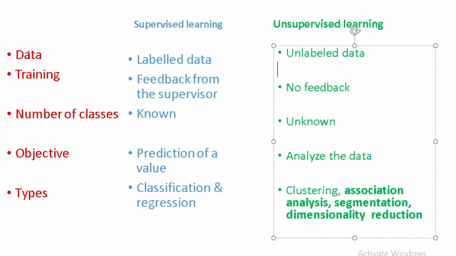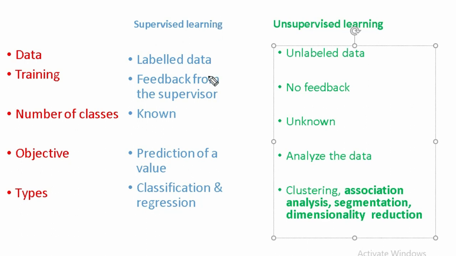So far in the previous videos we have studied what is supervised learning and what is unsupervised learning. Now we are going to discuss the difference between them. So the first difference is the data provided to the supervised learning and unsupervised learning. The data provided to the supervised learning is always labeled data.